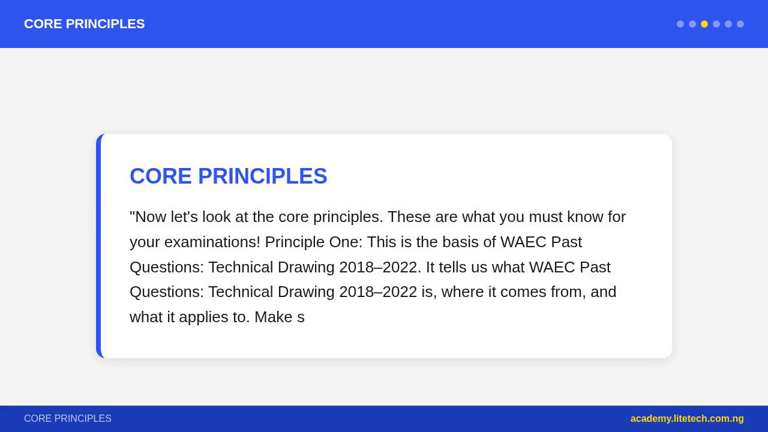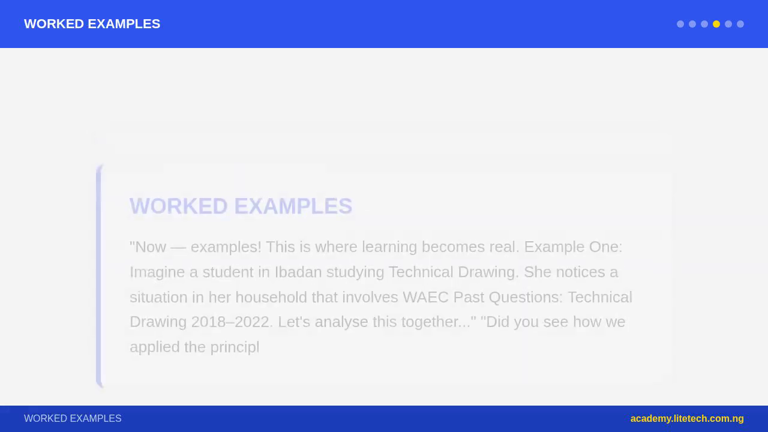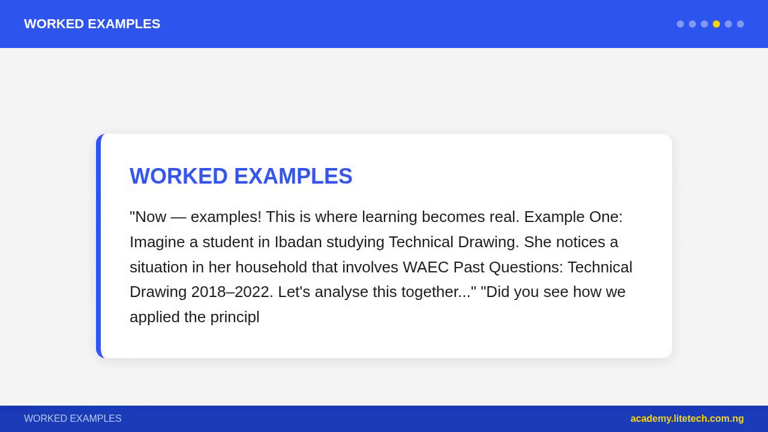Example 1. Imagine a student in Ibadan studying technical drawing. She notices a situation in her household that involves WAEC Past Questions, Technical Drawing 2018 to 2022. Let's analyze this together. Did you see how we applied the principle step by step? That is exactly what WAEC examiners expect from you.